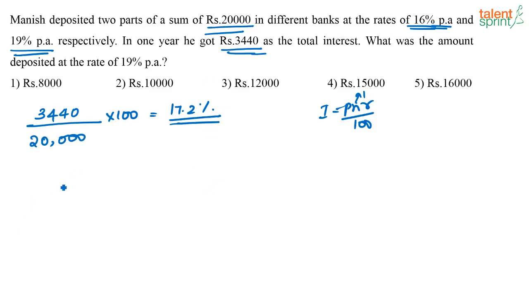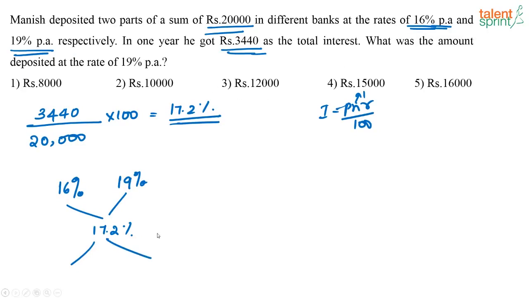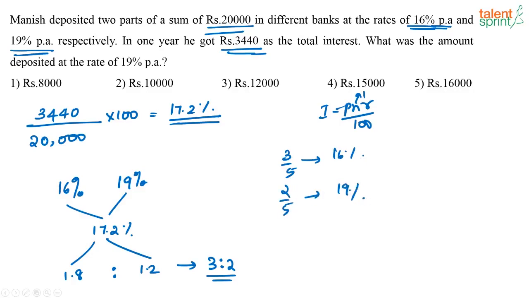Now what has he done? One amount he has invested at 16% per annum, another amount he has invested at 19% per annum. Net he is getting an interest of 17.2% per annum. So what is the ratio in which he has invested the total amount? What is 19 minus 17.2? That is 1.8, and this is 1.2, so the ratio is nothing but 3:2. So if the total amount is 20,000, 3 by 5 of this 20,000 he has invested at 16% per annum, and 2/5 of the amount he has invested at 19% per annum. Now what is the question?